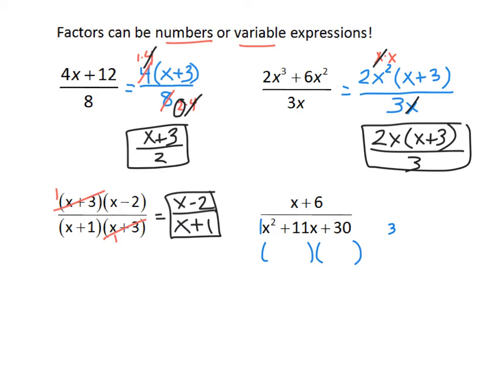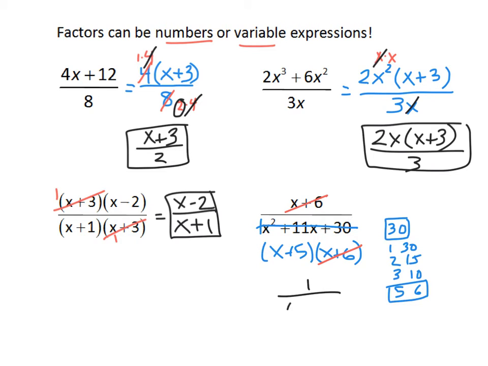A is 1, so this is our one-step quick method. We have 30, which is 1 times 30, 2 times 15, 3 times 10, 5 times 6. The 5 and the 6 add up to 11, so they're the factors we need. So we have x plus 5, and we have x plus 6. This has now turned into two binomial factors. And now what we see is that this binomial factor of x plus 6 cancels with this binomial factor of x plus 6. Again, our final answer then, be careful with this one, is 1 over x plus 5.